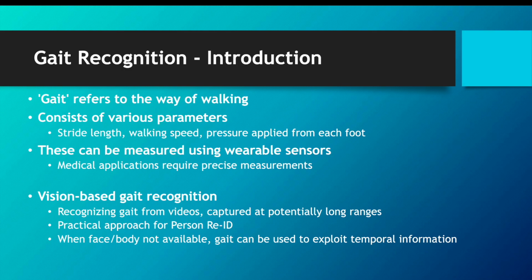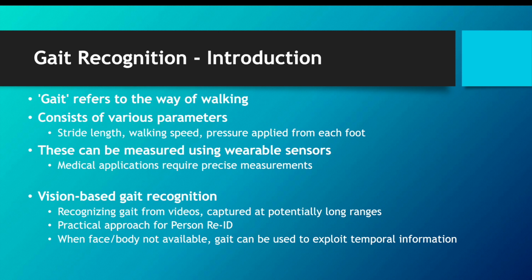So, what is gait recognition? Gait refers to the way of walking of a human and it consists of various different parameters. These parameters can be measured very precisely using wearable sensors, and this is what they do in medical applications.